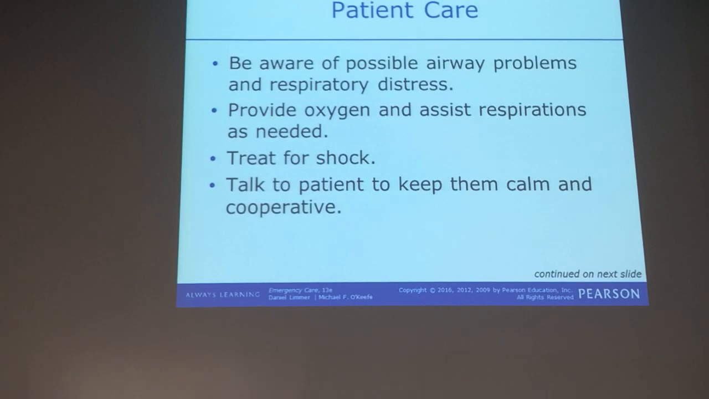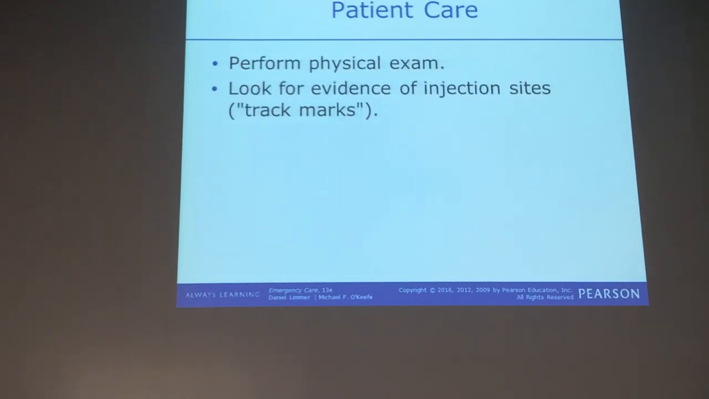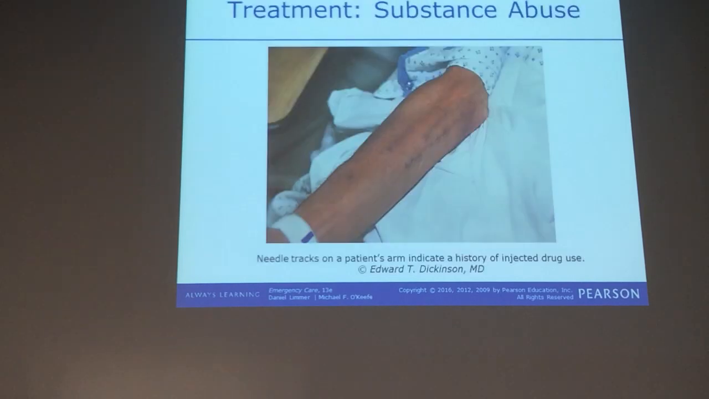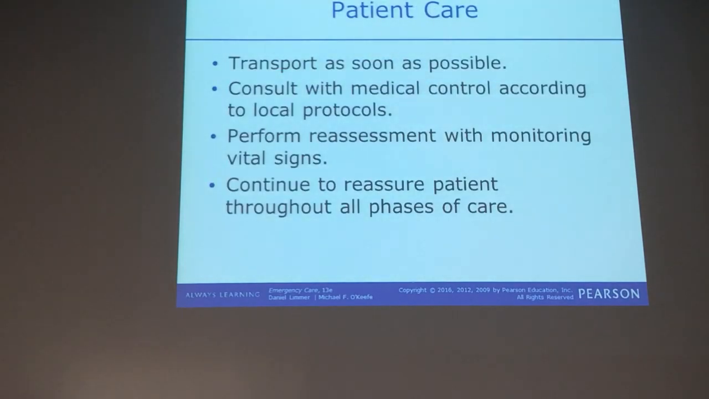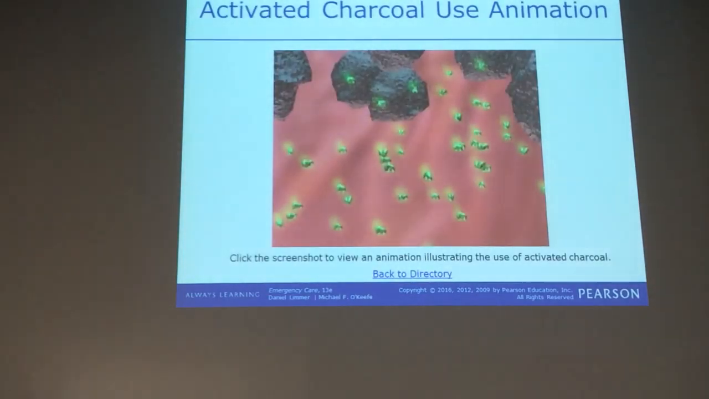These patients can have airway problems or respiratory distress. We should provide oxygen and assist respirations as needed, and we should treat for shock. We need to talk to the patient to keep them calm and cooperative. We've got to perform a physical exam and look for evidence of injection sites, track marks. Sometimes they'll still be bleeding depending on what they took. Sometimes you'll get a fresh site that is literally still bleeding and they just got way too much of something. We need to transport as soon as possible, and contact medical control or poison control as soon as possible. We're going to do a reassessment with monitoring vital signs, and we're going to continue to reassure the patient throughout all phases of care.